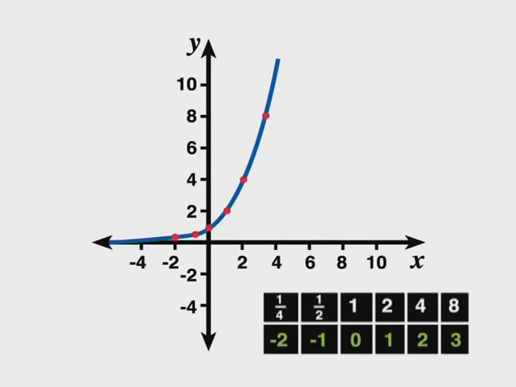That shouldn't be too much trouble. Your first point is 1/4 on your x-axis and negative 2 on your y-axis. And then your second point is 1/2 on your x-axis and a negative 1 on your y-axis.